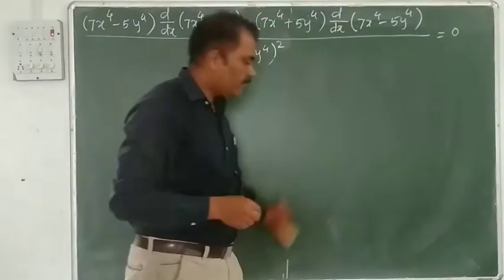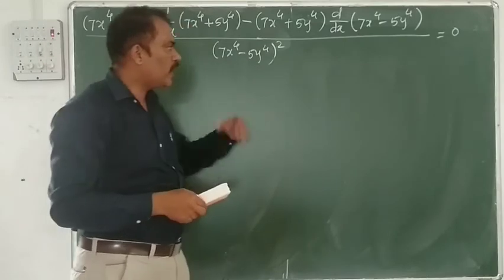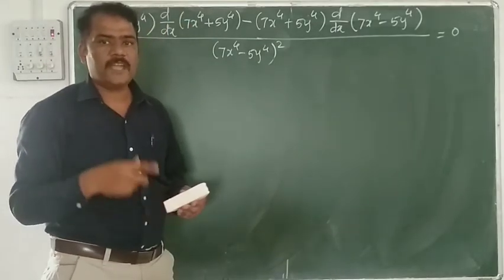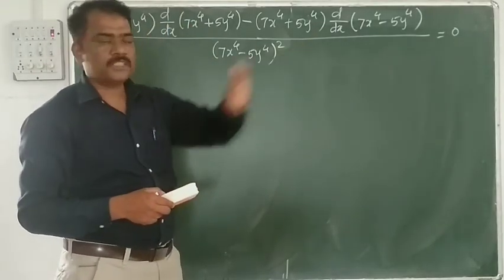In the question number 4, what we have to prove is that dy by dx is equal to y upon x. We are going towards that.